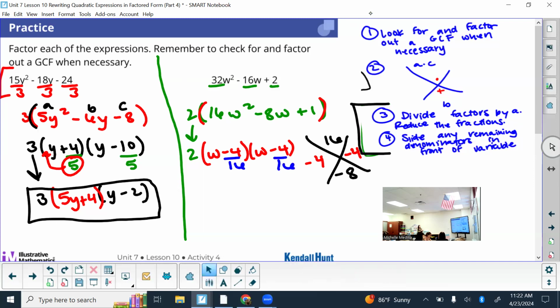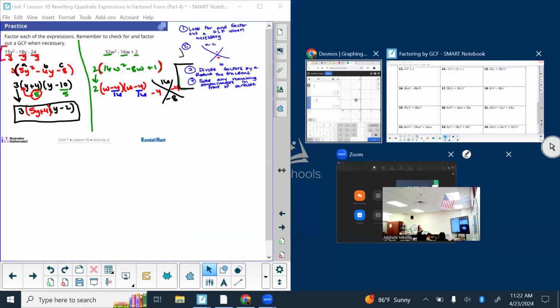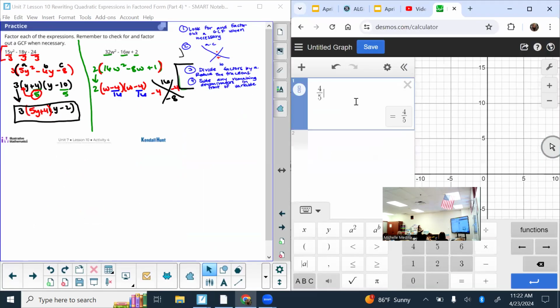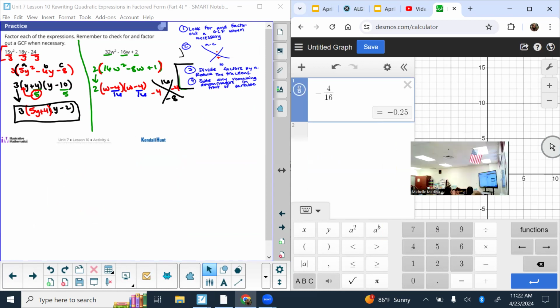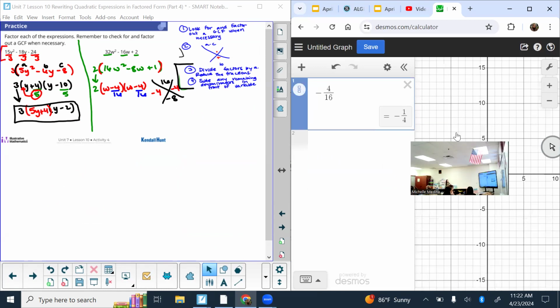If you don't know how to reduce fractions, I mean, I can teach it to you, but I feel like people's eyes just glaze over. So, feel free to use the calculator. -4 over 16. Reduced fraction is -1/4. Okay. That's the new fraction.